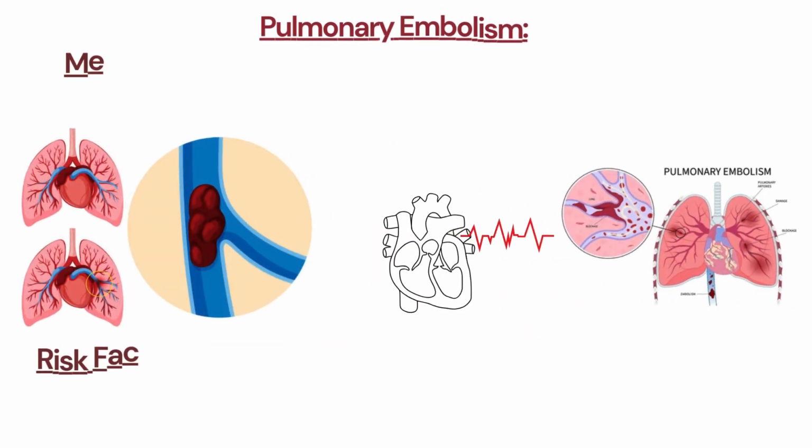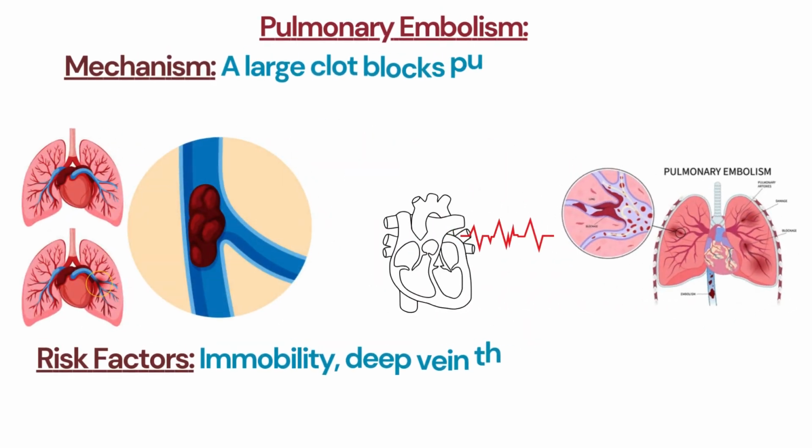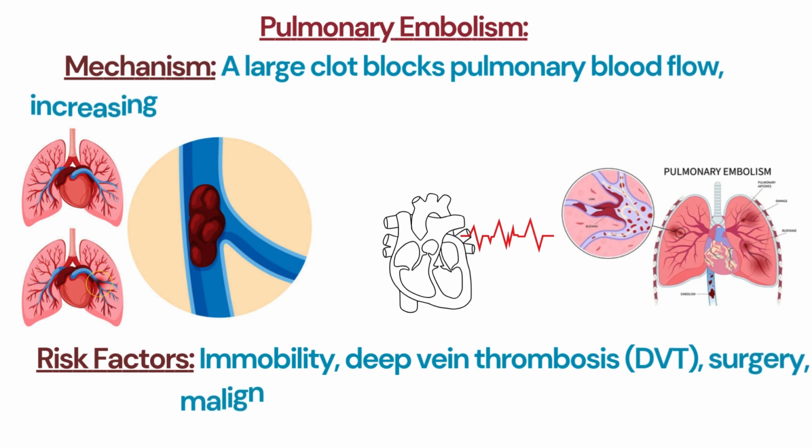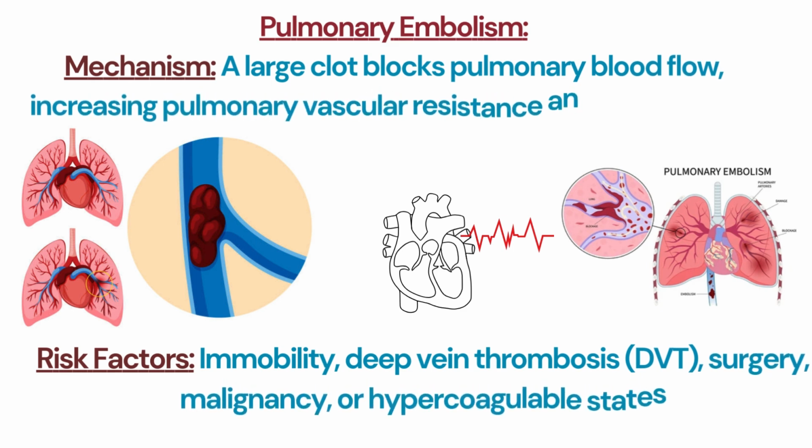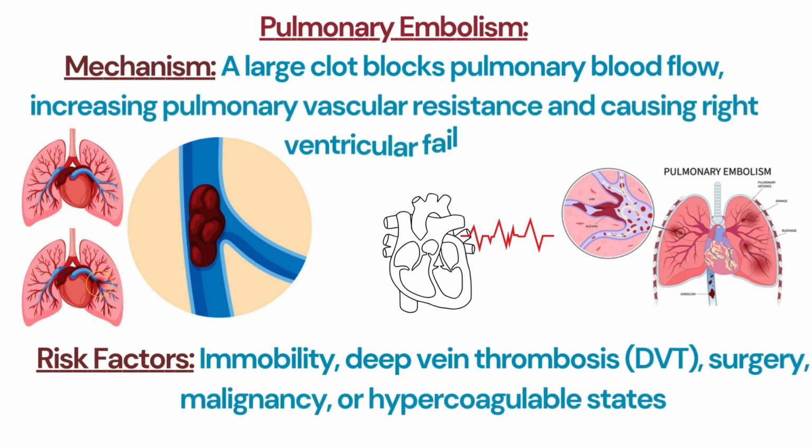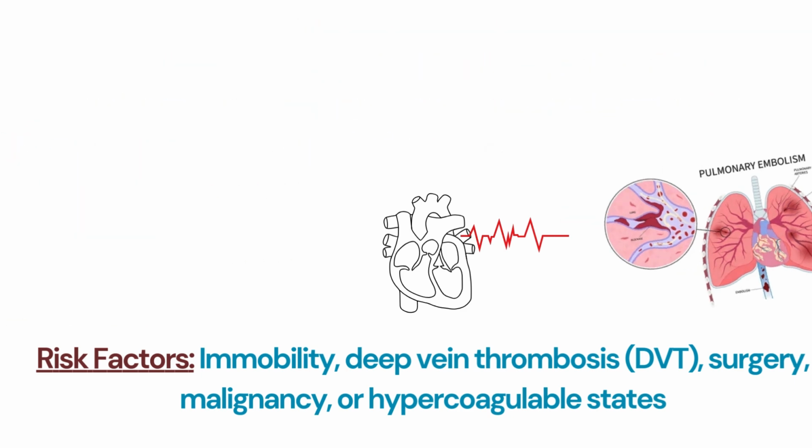Pulmonary embolism. Mechanism: a large clot blocks pulmonary blood flow, increasing pulmonary vascular resistance and causing right ventricular failure. Risk factors: immobility, deep vein thrombosis, surgery, malignancy, or hypercoagulable states.